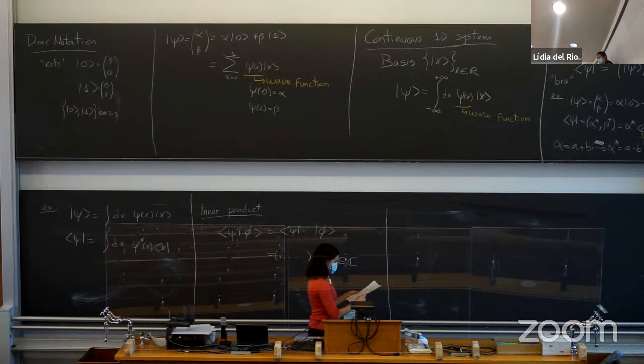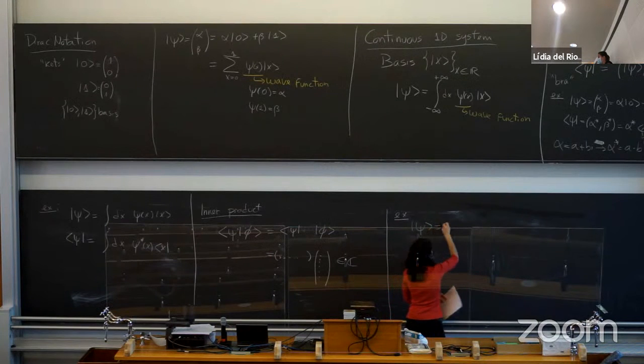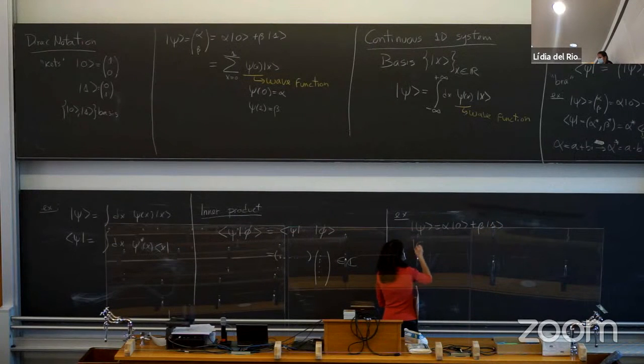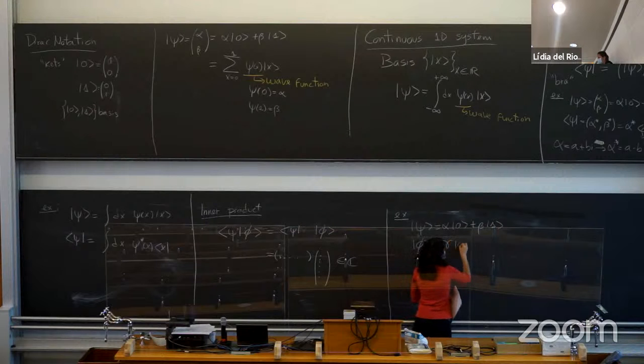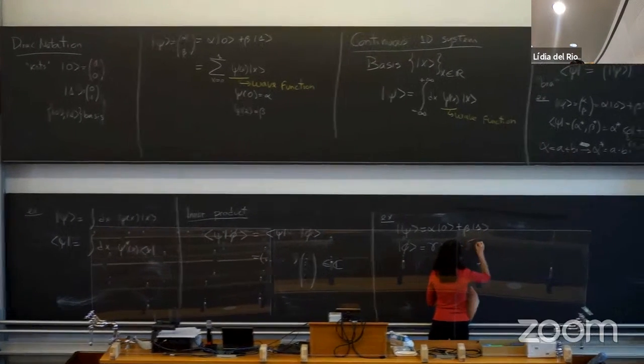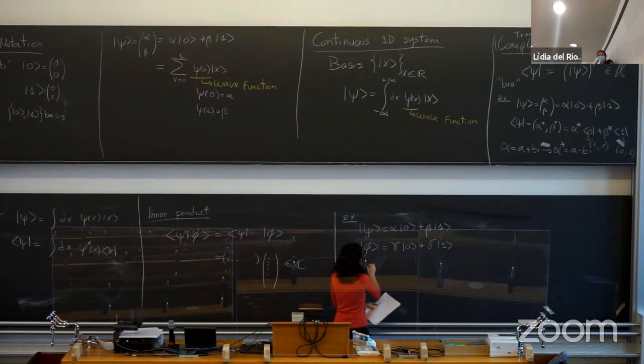Okay, so then let's do an example. Suppose that psi was our friend, alpha 0 plus beta 1. Suppose that phi, I need two more Greek letters, gamma 0 plus delta 1. So then what is <psi|phi>?